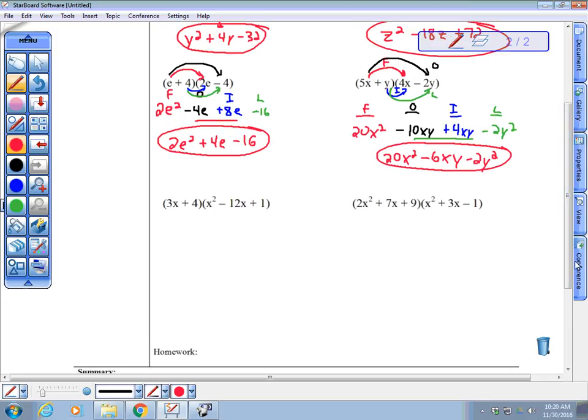All right, and then our last two, you'll notice that they are no longer binomials. That means 2 terms multiplied by 2 more terms. This is 2 terms by 3, and this is 3 by 3, or a trinomial times a trinomial. The idea again is you're distributing.